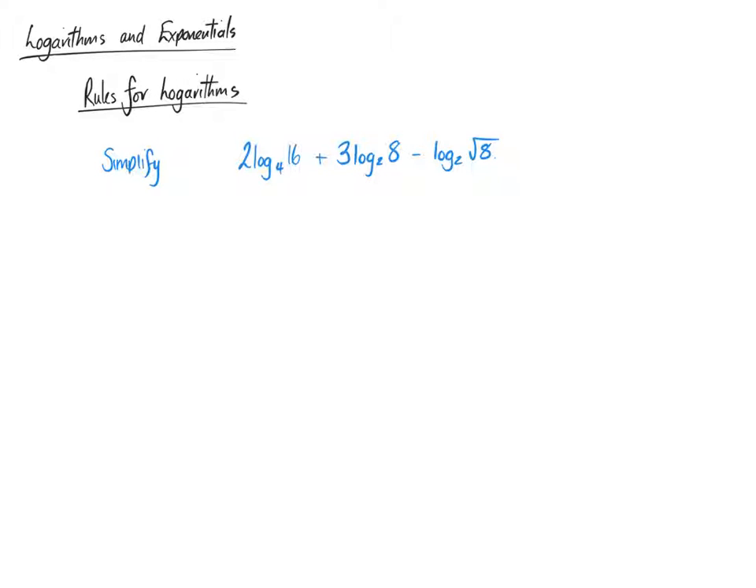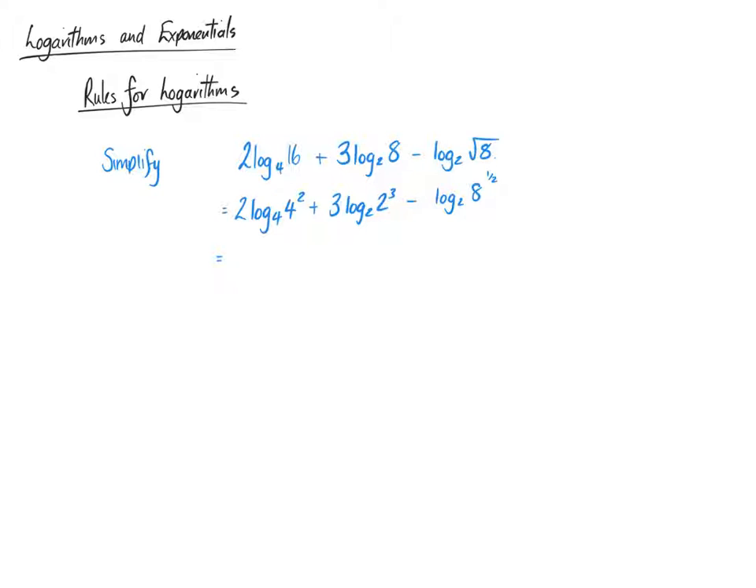Right, we are going to want to get rid of our logs, and one of the easiest ways to do this is, because 16 is 4 squared and 8 is 2 cubed, we can do stuff with those, which is going to help us out. So we get 2 log to the base 4 of 4 squared, plus 3 log to the base 2 of 2 cubed, minus log to the base 2 of 8 to the power of a half, because the square root is the same as a half.